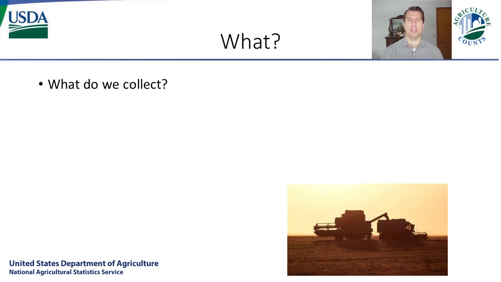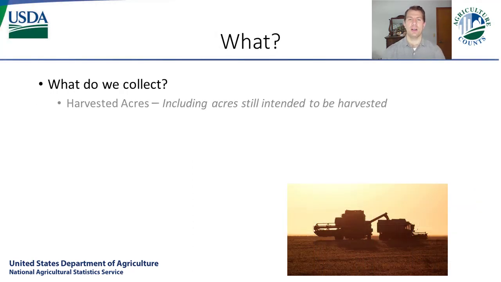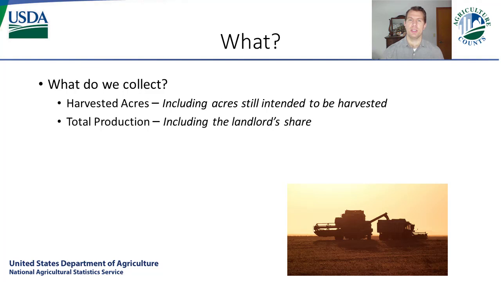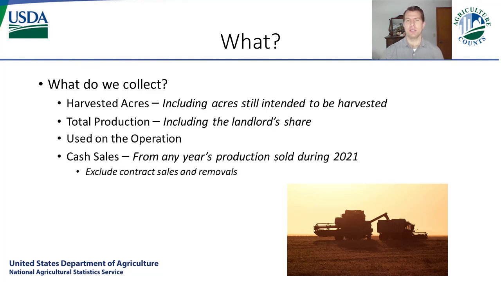First, what are we collecting? Section B collects harvested acres, total production, the amount of the production used on the farm, if any, and cash sales, also, if any. Well, this is an easy section to present because this table normally comes in with few, if any, errors. There are a few things to be mindful of.